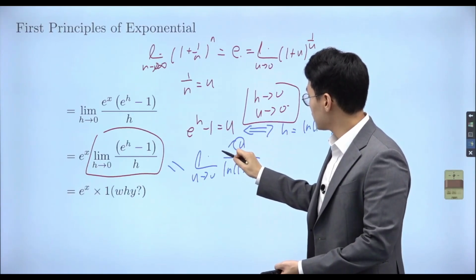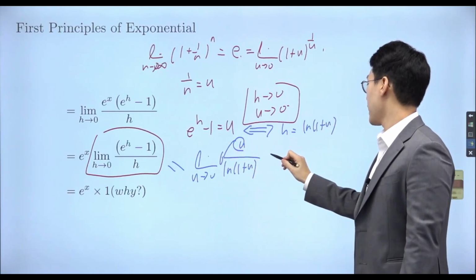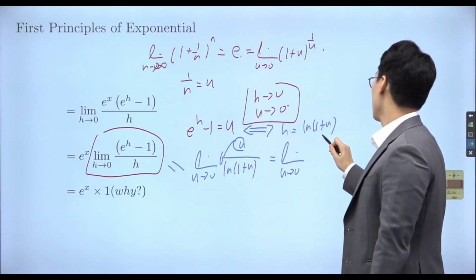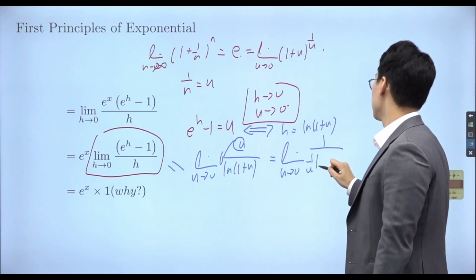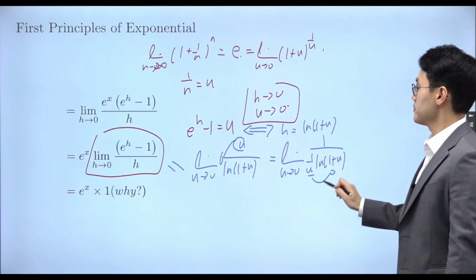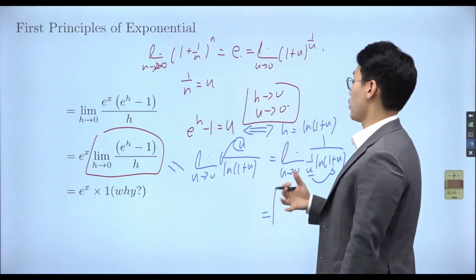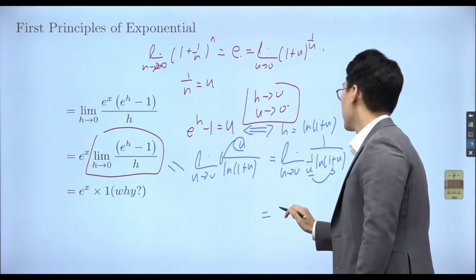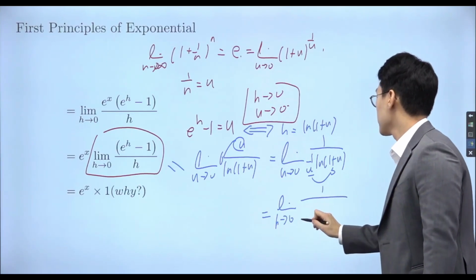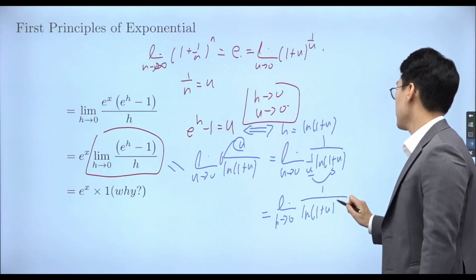And then that u can go to the denominator by reciprocating itself. So this will be u converging to 0, 1 over u ln 1 plus u, right? So then by using the property of a logarithm, I can make the coefficient the power. So the limit as u goes to 0 is 1 over ln of (1 plus u) to the power 1 over u.